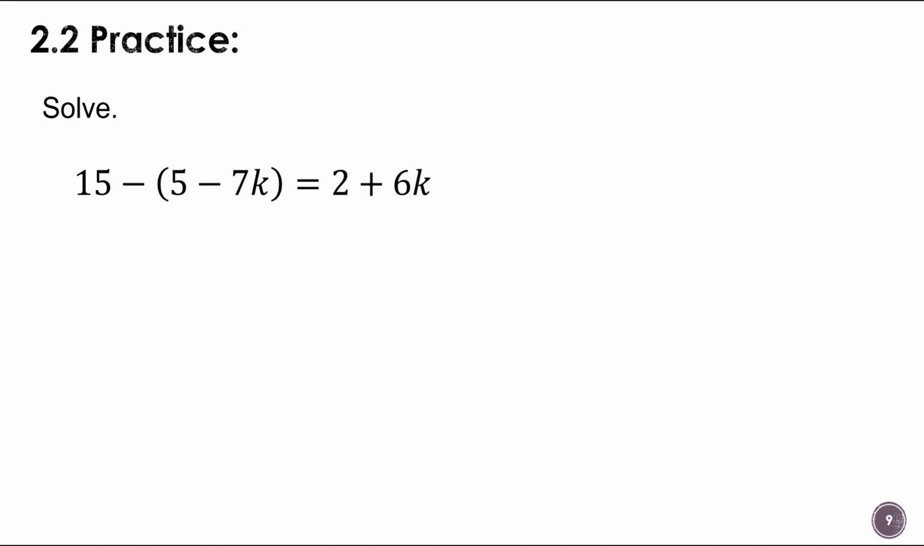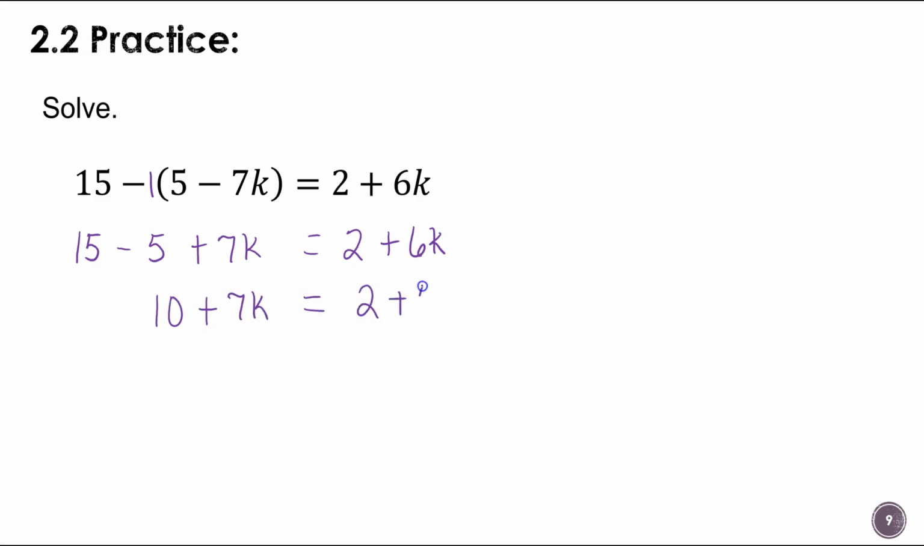All right, so you can treat this like a negative 1. Let me scoot it over a little bit because we're going to distribute that. So we keep the 15. Negative 1 times 5 is negative 5. Negative 1 times negative 7k is going to be plus 7k. And then the other side, of course, is still the same. We have to simplify on the left. 15 minus 5 is 10. And then the rest of the equation remains the same at this point.